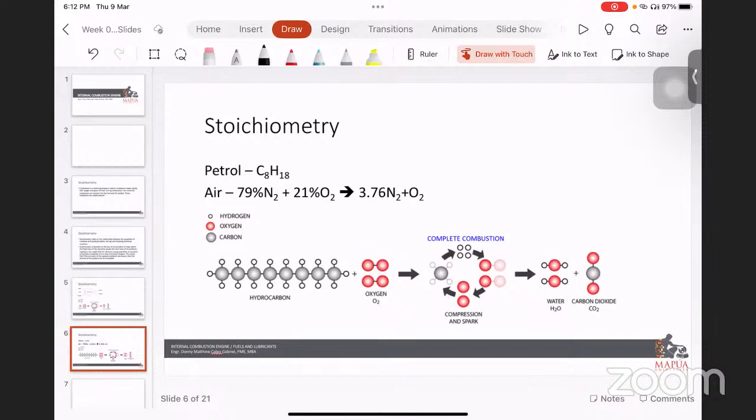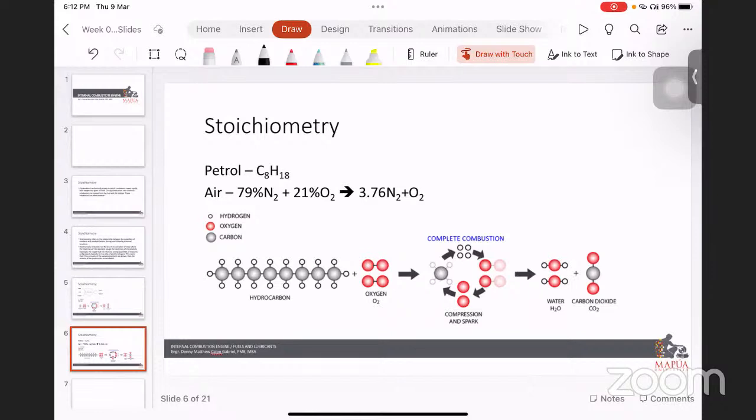Now we can have our combustion process. So mag-introduce na tayo ng heat, magkakaroon tayo ng combustion process. So kapag nagkaroon tayo ng combustion process, ano yung lalabas? So lalabas dito sa mixture mo ng petrol at ng air is water plus exhaust.